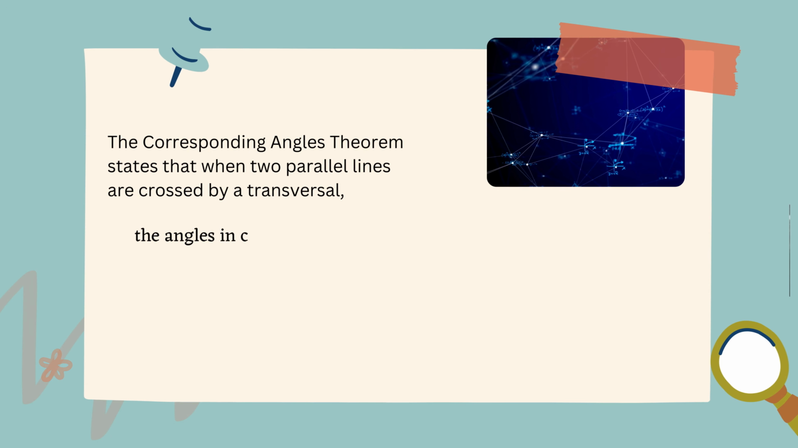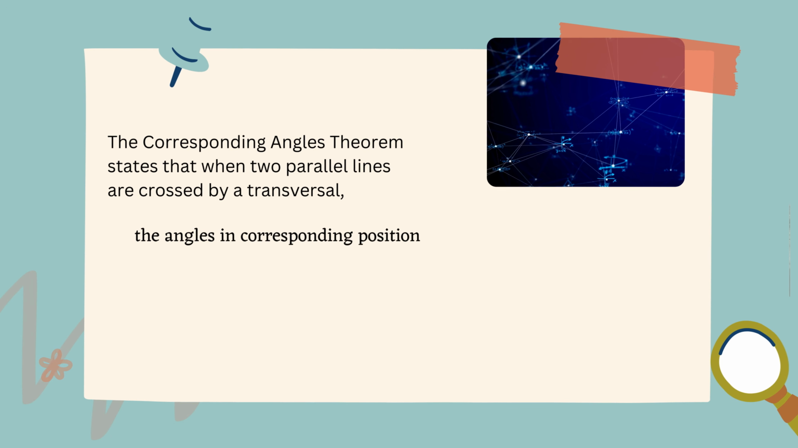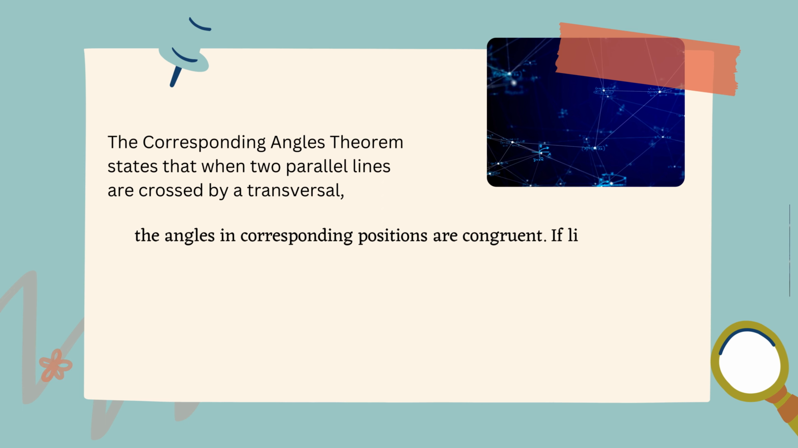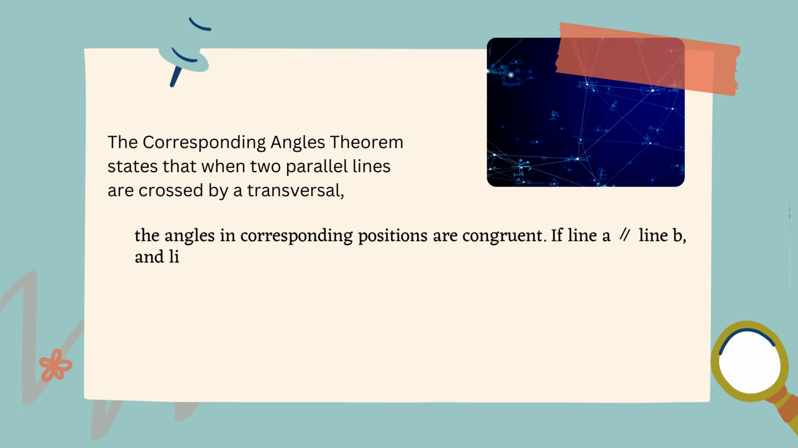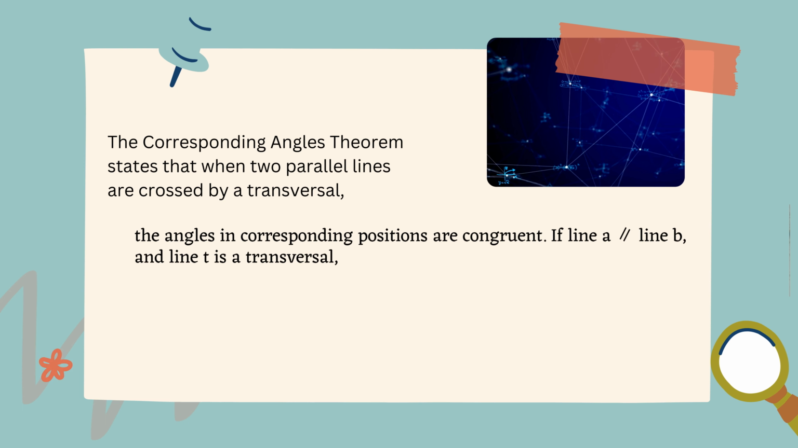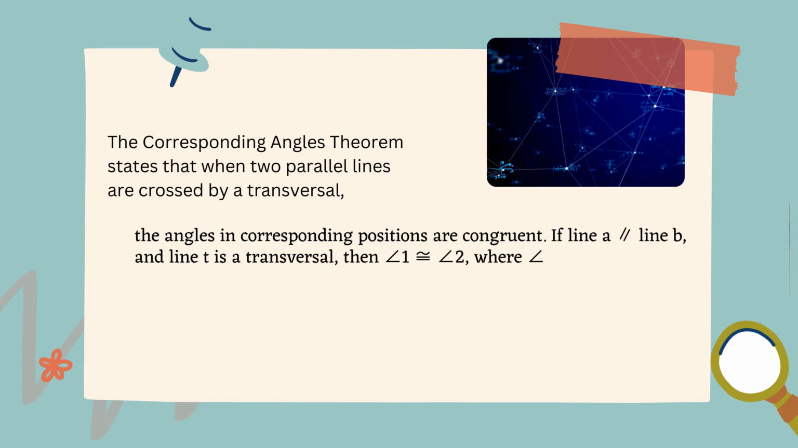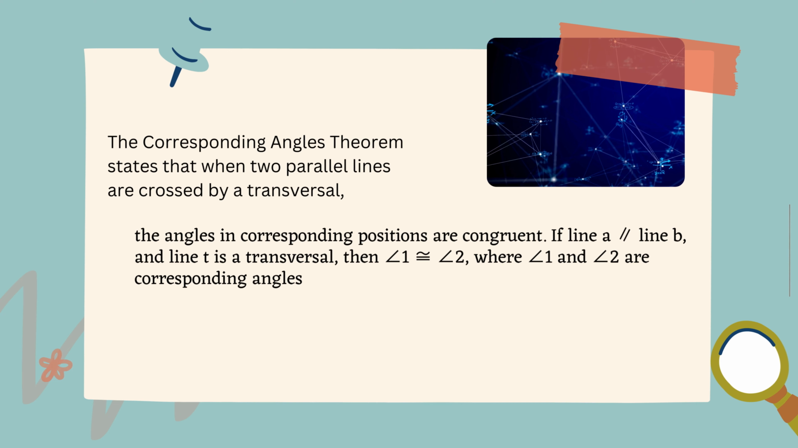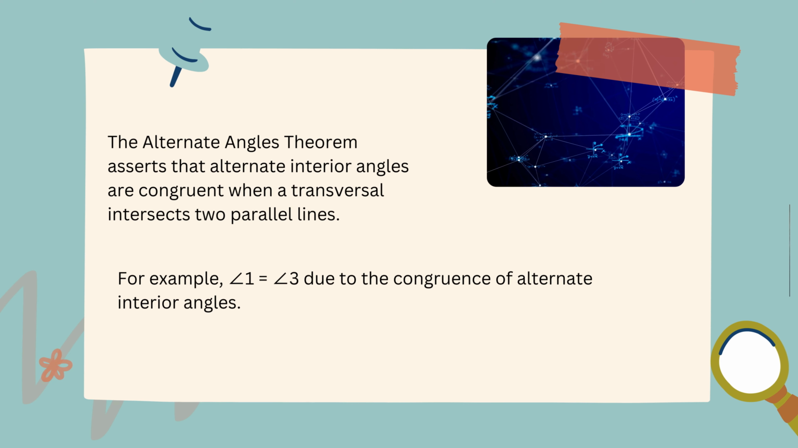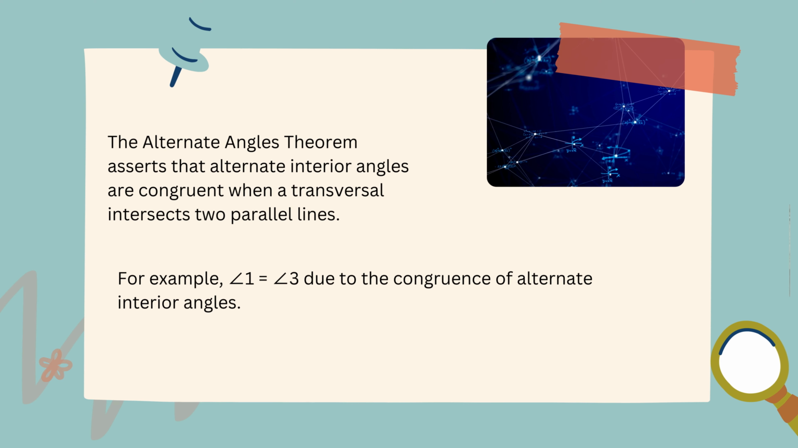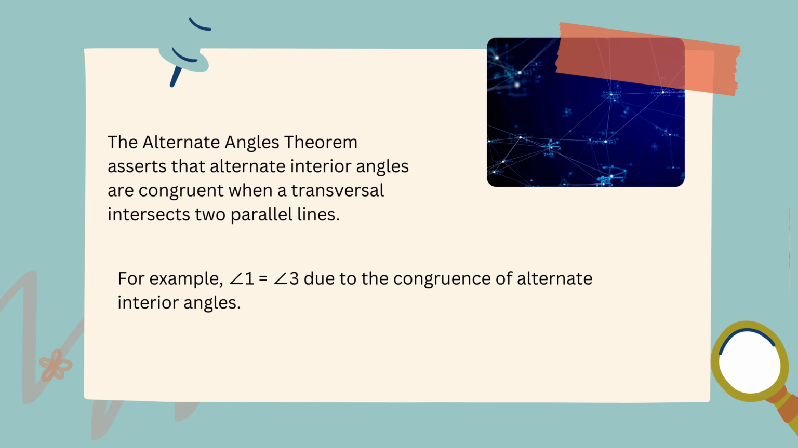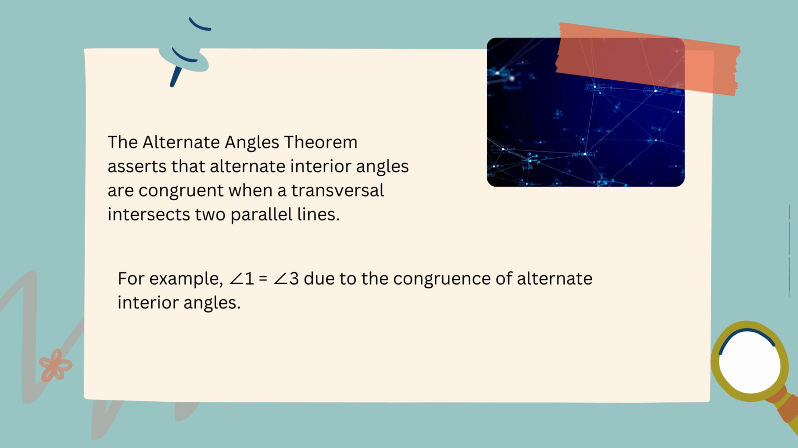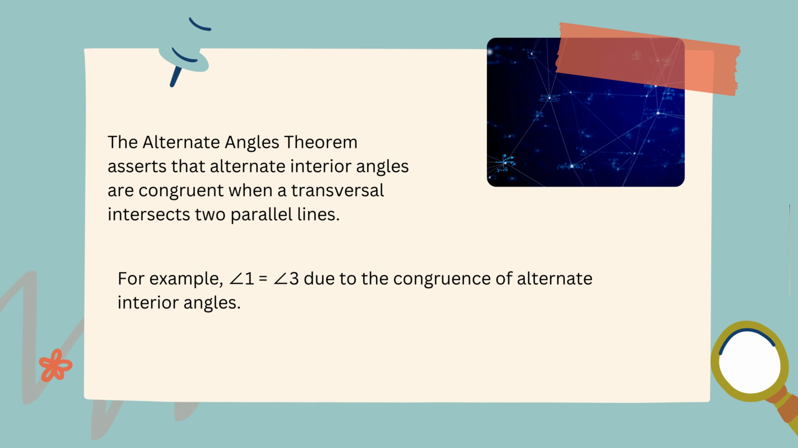The Corresponding Angles Theorem states that when two parallel lines are crossed by a transversal, the angles in corresponding positions are congruent. If line a and line b are parallel and line t is a transversal, then angle 1 and angle 2 are corresponding angles. The Alternate Angles Theorem asserts that alternate interior angles are congruent when a transversal intersects two parallel lines. For example, angle 1 equals angle 3 due to the congruence of alternate interior angles.